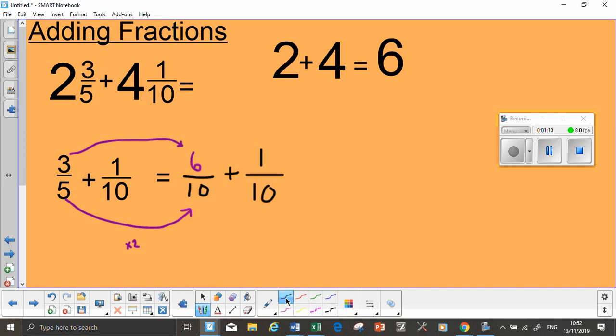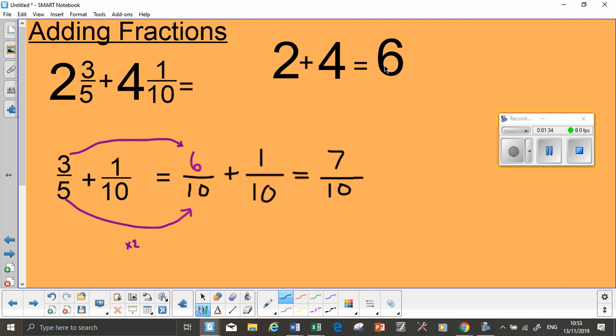Your next step in your calculation is to add your numerators. Now you don't add your denominators, they're just telling you how many parts are in the whole. So your denominator is going to stay the same. And you add your numerators, so you have 6 add 1 equals 7. And you have 7/10 left.